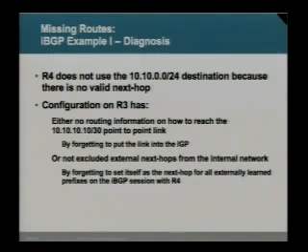So, what next? What's actually happened? Well, there's something broken on router 3. Either router 3 has no routing information on how to reach the 10.10.10.10 point-to-point link, because they forgot to put the link into the IBGP, or they've not excluded external next hops from the internal network, probably because they've forgotten to set next-hop-self for all externally learned prefixes in the IBGP session.